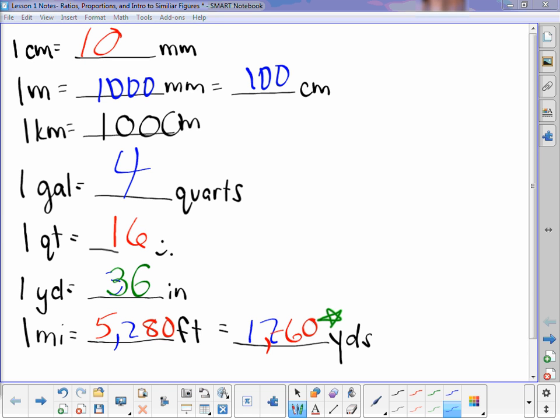All right. So then 1 kilometer. Put away the phones. So 1 kilometer is 1,000 meters. Again, we could continue with how many centimeters and how many millimeters.